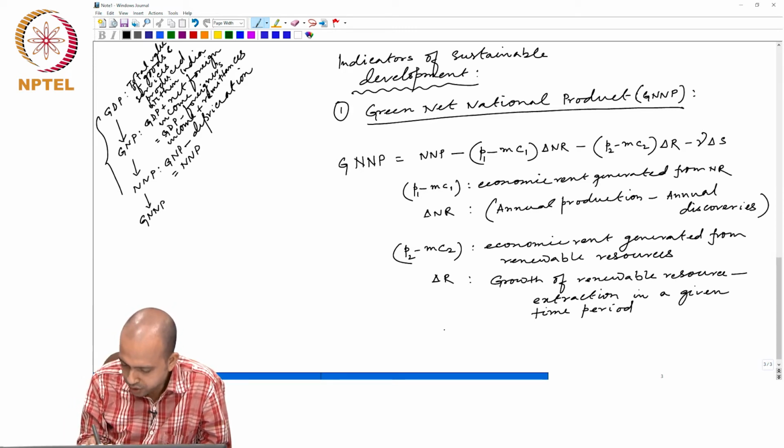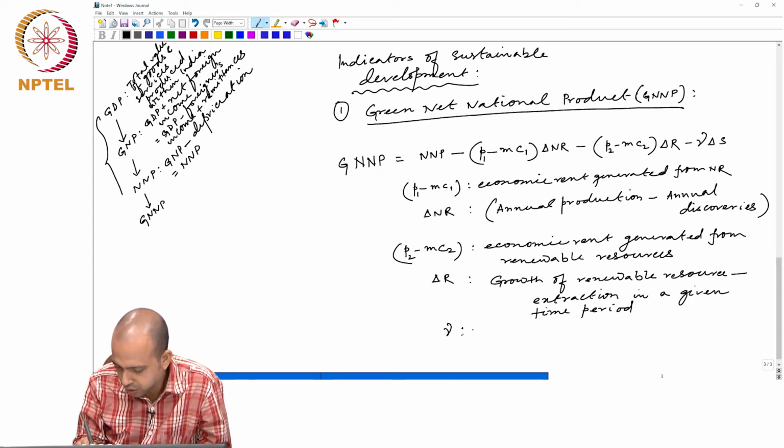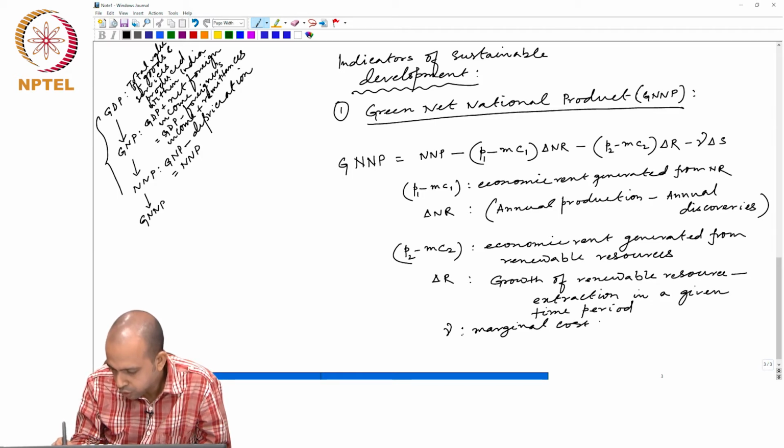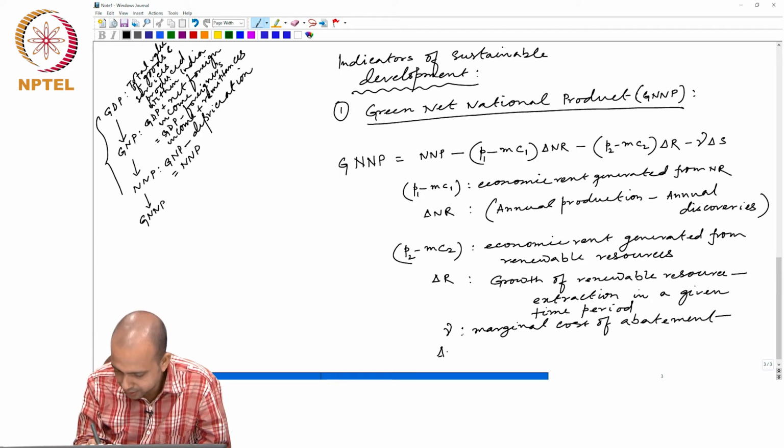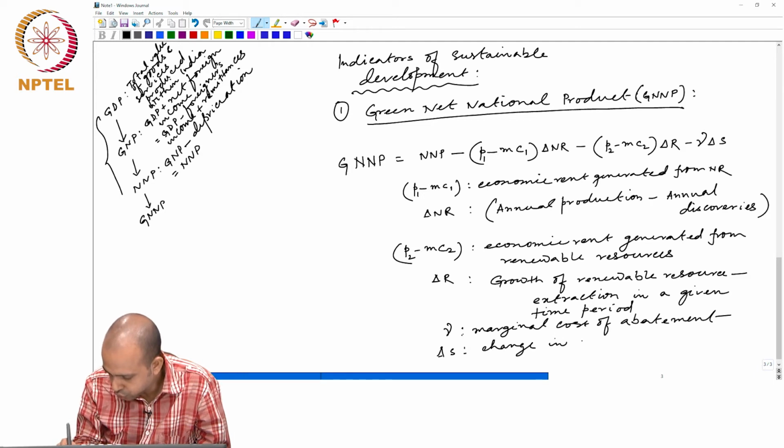And what is gamma here? This is actually marginal cost of abatement, and delta S is basically change in stock of pollutants.